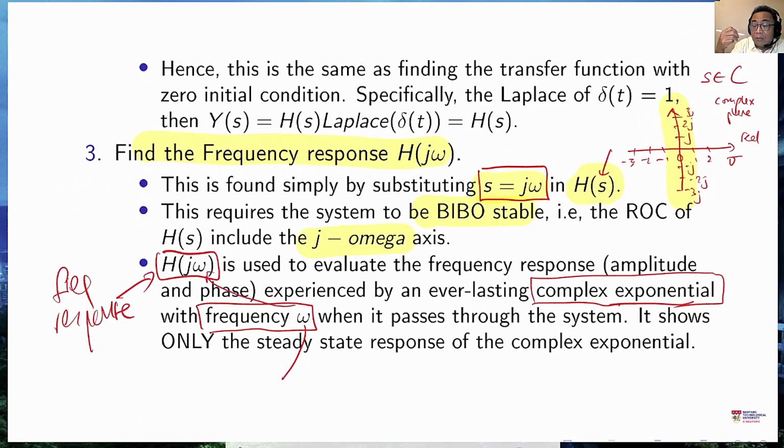Now remember, the sum of two complex exponentials gives you the cosine, and the difference gives you the sine. So when we talk about complex exponentials, it equally applies to sine and cosine. H(jω) will tell us how this cosine or sine will change its magnitude as well as phase shift when it passes through the system, but only in the steady state.